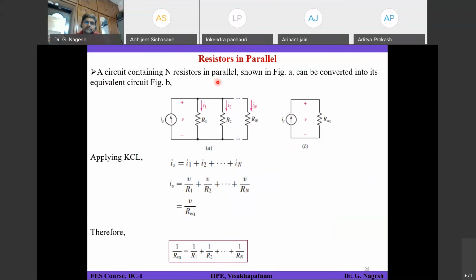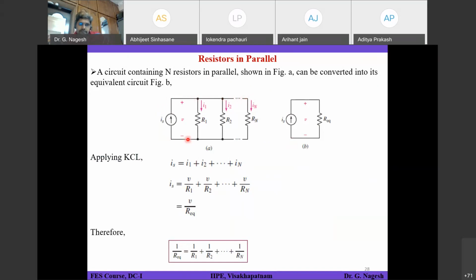If I say in terms of parallel, the first thing you have to check is whether they are connected across the same pair of nodes. Only then can we determine they are in parallel. In figure A, this entire thing is a single node. That means the potential along the entire length of this line or wire remains the same.